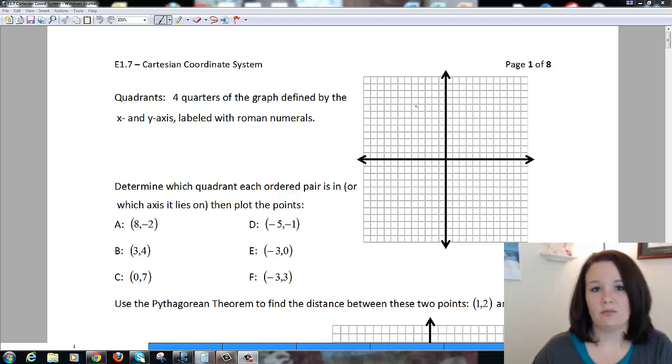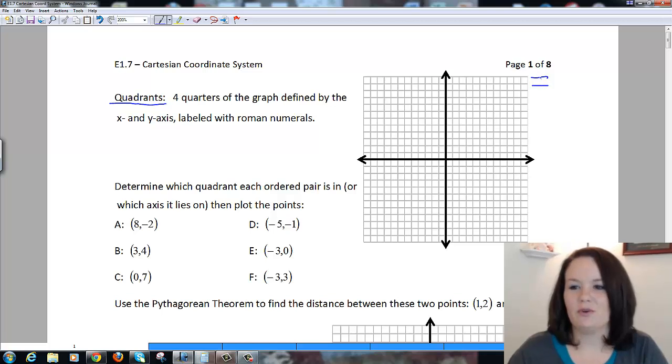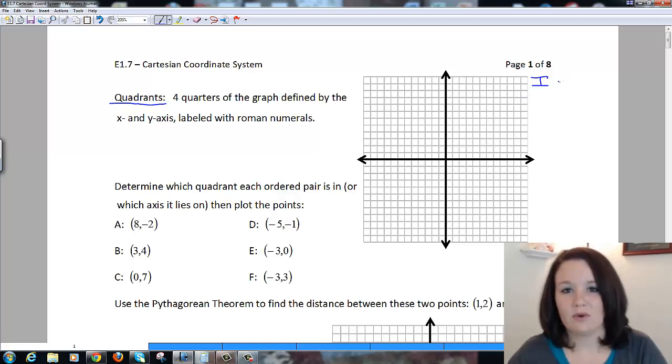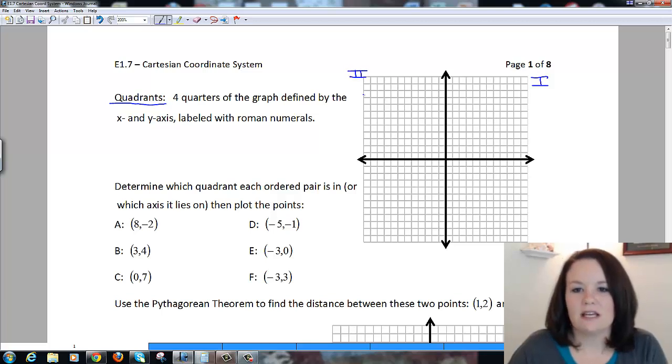Okay, whenever we plot points, there's 4 possible places on the graph that we could plot these points, and those are called quadrants. Okay, the quadrants of the graph are defined by Roman numerals, not regular numbers. They have to be Roman numerals. And we start with Roman numeral 1 up here in the top right-hand corner, and then we go counterclockwise. So this would be the second quadrant, this would be the third quadrant, and this one would be the fourth quadrant.